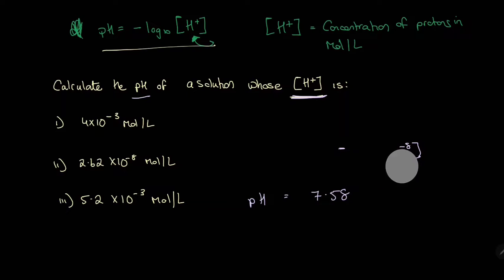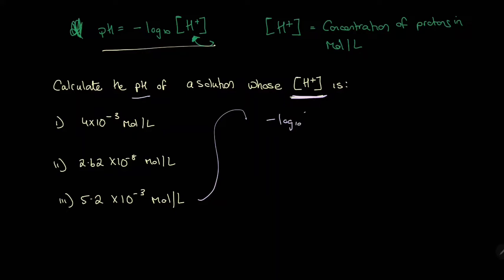And we have the last one. Again, just filling it all in. Minus log to the base 10 of the concentration of the hydrogen ion or the protons. Filling all that in, and we should get a pH of 2.28, so acidic.